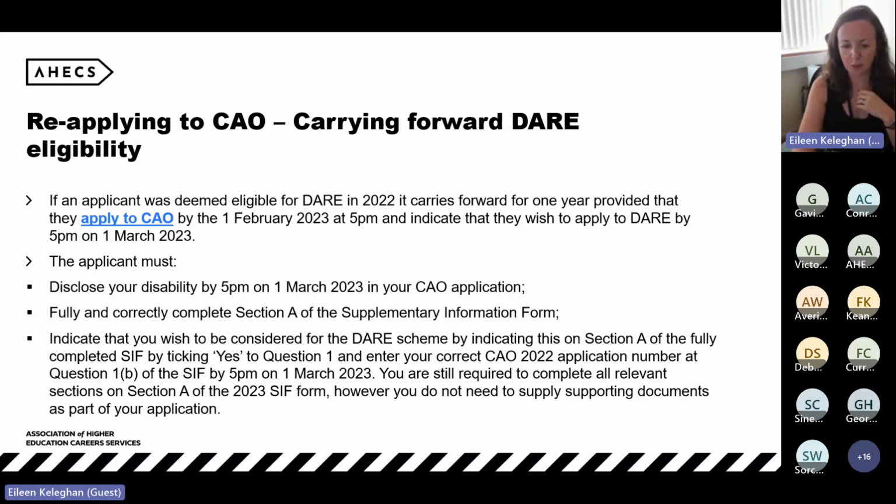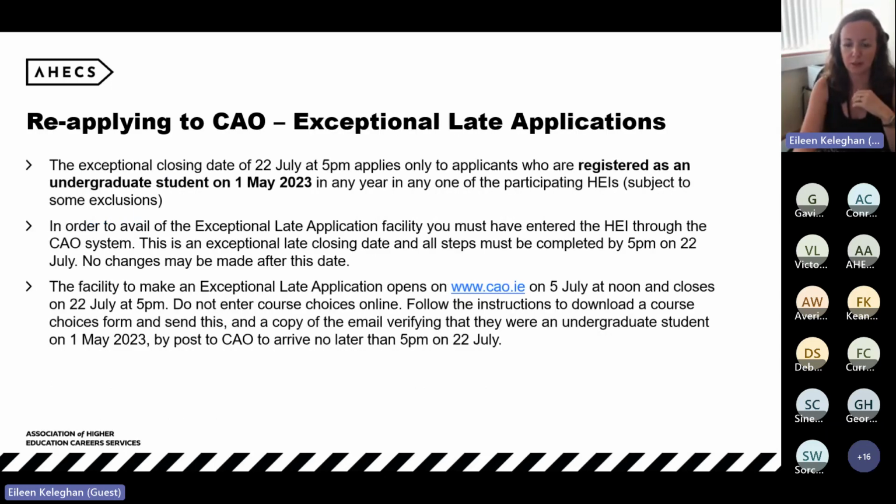So a timely deadline coming up that you may receive some queries on is reapplying to CAO using the exceptional late application facility. So the exceptional closing date of the 22nd of July at 5 p.m. applies only to applicants who are registered as an undergraduate student on the 1st of May this year in any one of the participating higher education institutions. In order to avail of this facility, you must have entered your current HEI through the CAO system, and all of the steps must be completed by 5 p.m. on the 22nd of July. No changes can be made after this date.